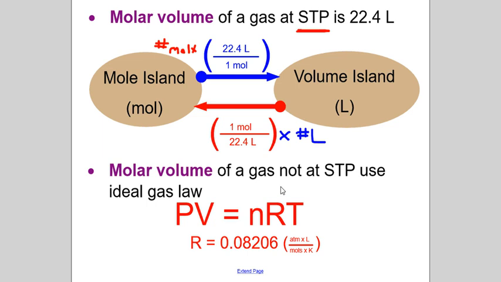If it's not at STP, then you have to go do the ideal gas law. So PV equals nRT. Just remember units matter. So this is atmospheres, this is liters, moles, and then degrees Kelvin. This is R, which is always just plugged in.